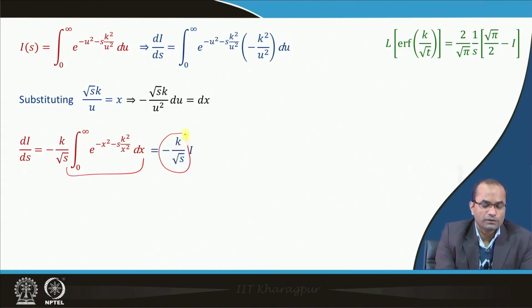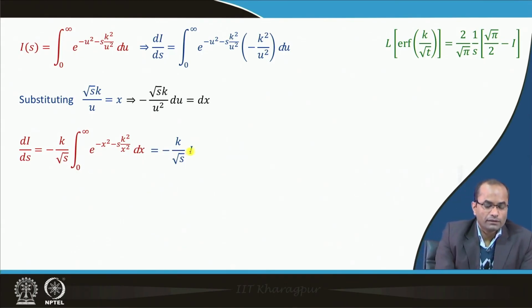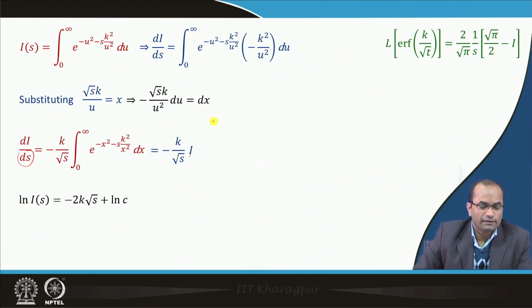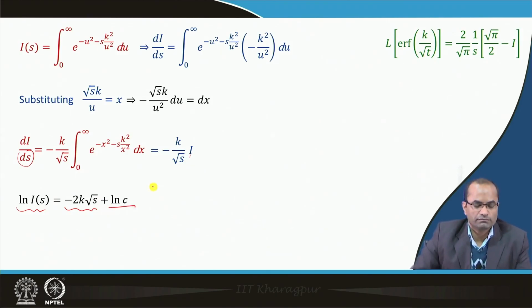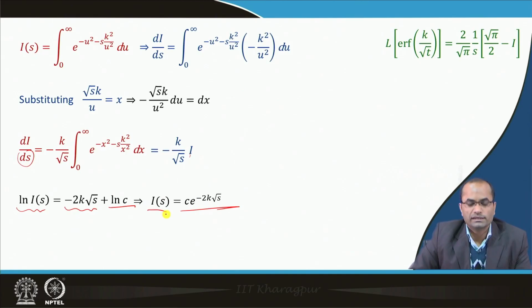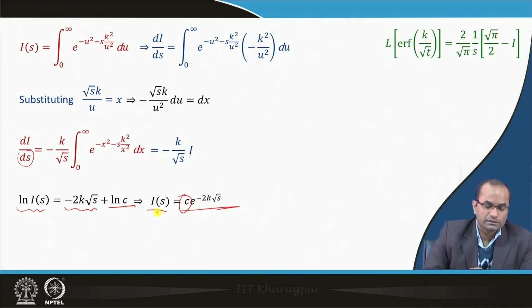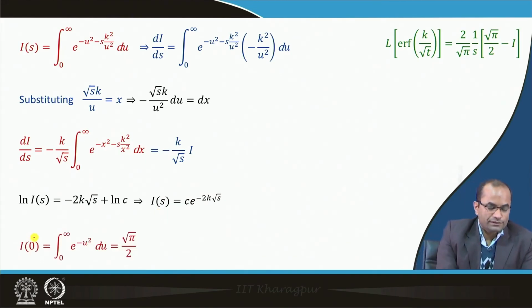So, we have minus k over square root s into I, and now we can bring this I to the left hand side and ds to the right. So, this is basically a separable equation, and we can integrate this. So, we will get logarithm of I(s) is equal to minus 2 k square root s, plus logarithm c, just an arbitrary constant we have added there. So, basically we got I(s) is equal to c e power minus 2 k square root s, and to compute this constant we have already information that I(0).